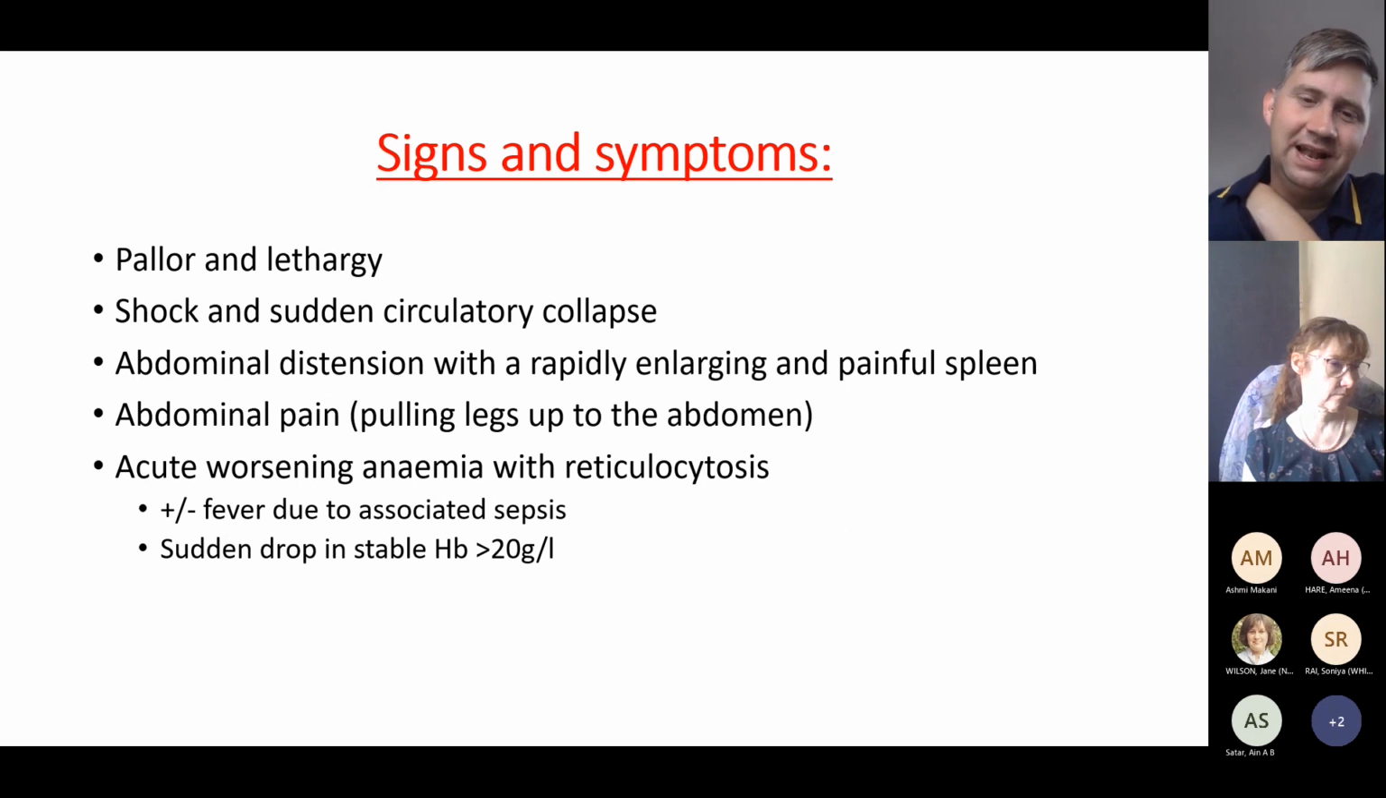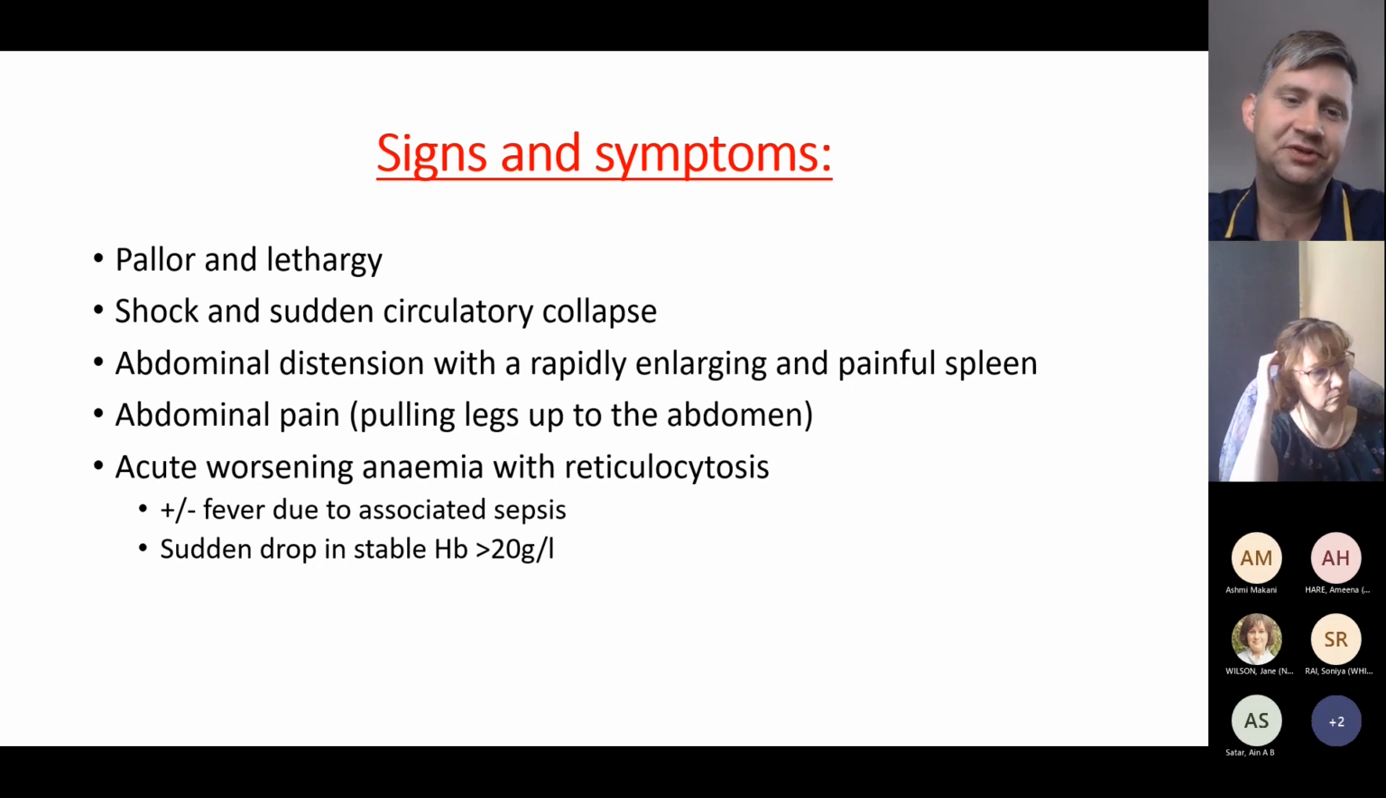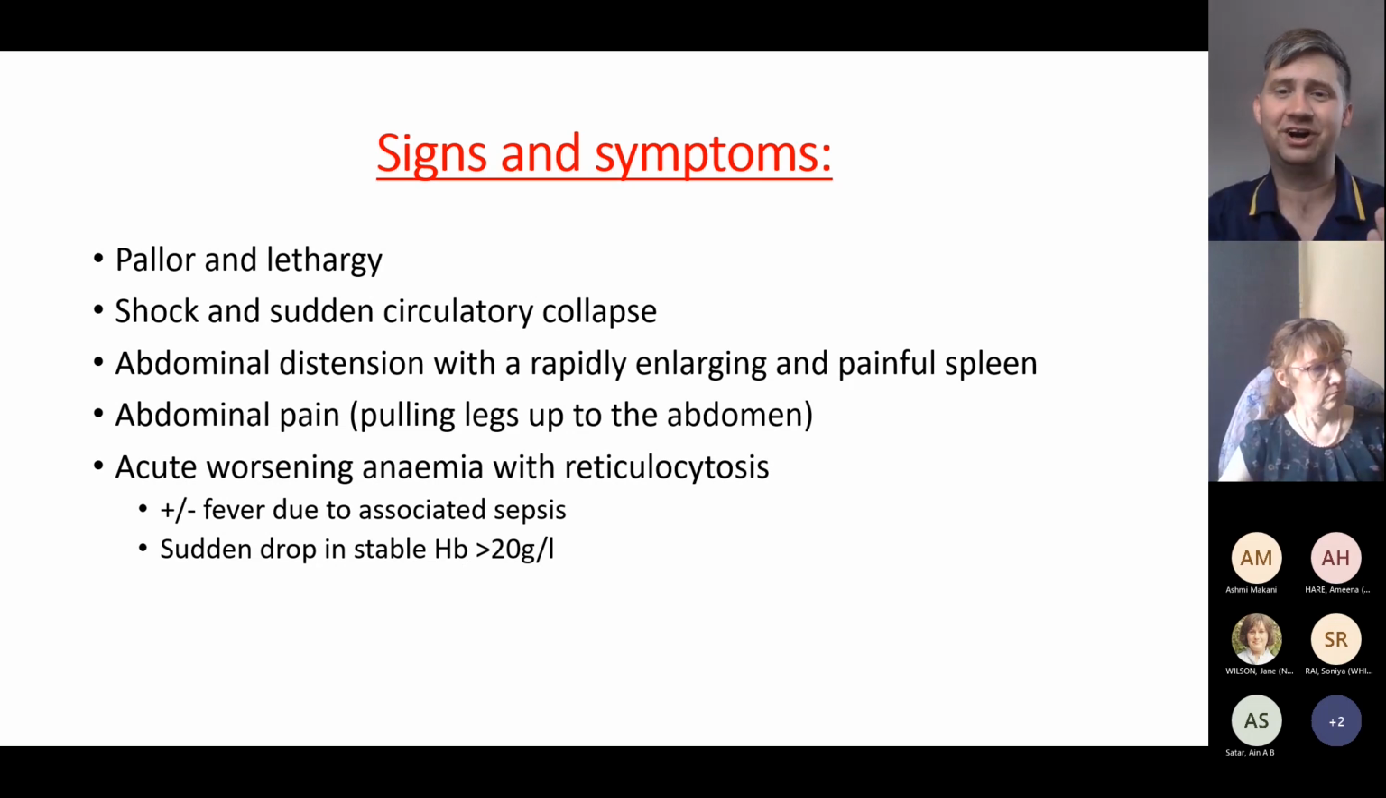Signs and symptoms: pallor and lethargy. And remember, like I said, this happens in children mainly, or those over the age of 30. So in children, sometimes they can't communicate what's happening, how they feel, what's going on. So you need to use your non-verbal signs. They might present in shock and have sudden circulatory collapse. Abdominal distension with a rapidly enlarging and painful spleen. Abdominal pain, which they might demonstrate by raising their legs up. I'm sure those of you who have had children might know the child that's colicky or has some abdo pain, so they just bring their legs right up.